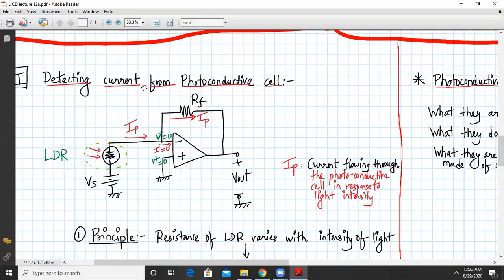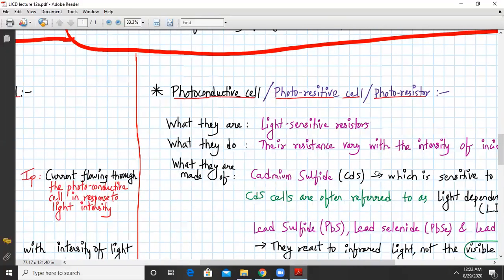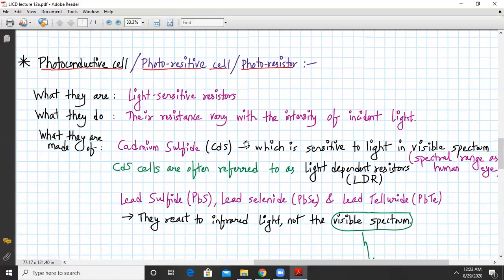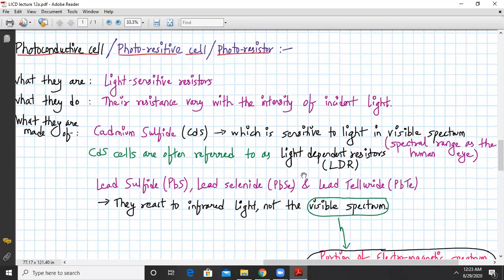So the second application of the I to V converter is detecting current from a photoconductive cell. Now let us give a brief about the photoconductive cell. They are also called photoresistive cells or photoresistors. They are light sensitive resistors. Their resistance varies with the intensity of incident light. What are they made of? They are made of cadmium sulfide, which is sensitive to light in the visible spectrum.